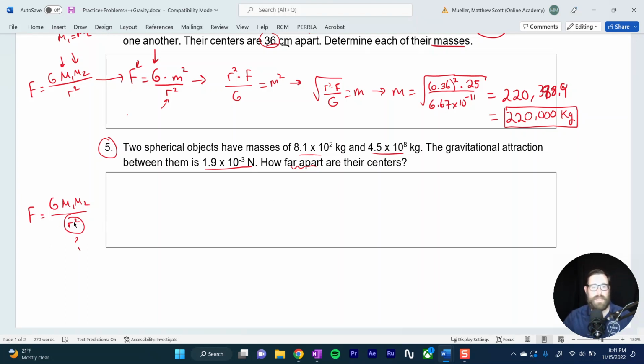And so this one's kind of nice. I'm going to multiply by r squared on both sides and then divide by F. So r squared is going to be equal to G m1 m2 over F. To get rid of the square, I square root both sides. So r is simply equal to the square root of G m1 m2 all over F. Again, this is a lot of just manipulating the equations.